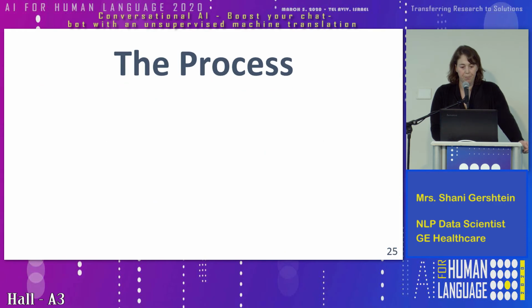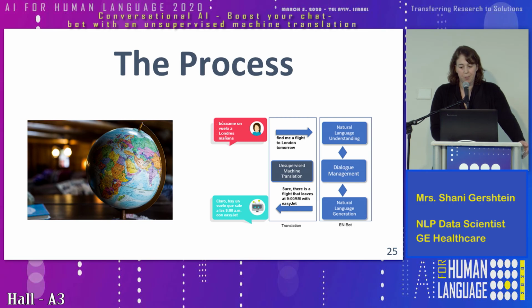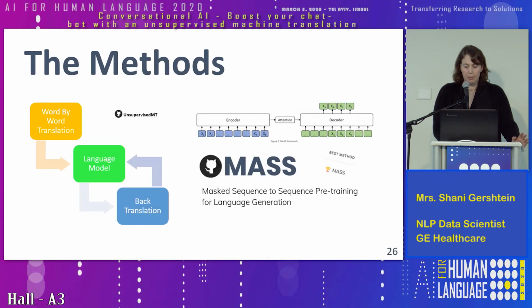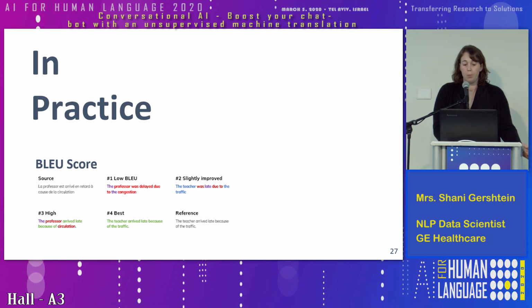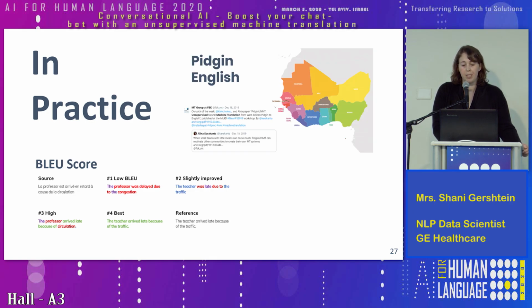Just to summarize the process, we talked about how our world is changing fast, and we demand multilingual solutions, and chatbots are a part of it. I presented 2 methods, one by Facebook, which was the state of the art up until 6 months ago, and the other by Microsoft, which is the current state of the art. And in practice, we saw the BLEU score, which is the most popular way at the moment to evaluate translations, and the Pidgin to English project, which is a really exciting project.